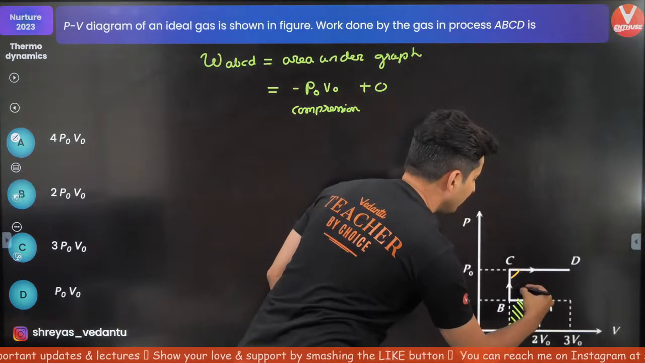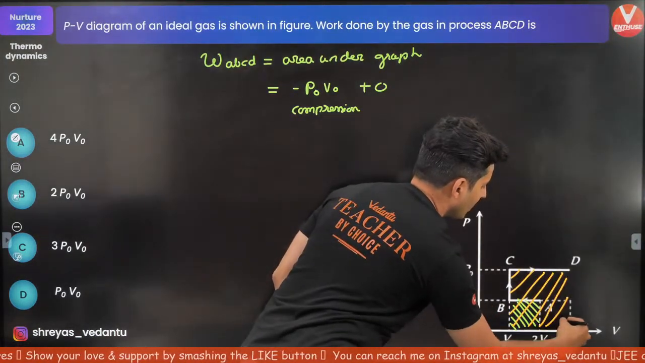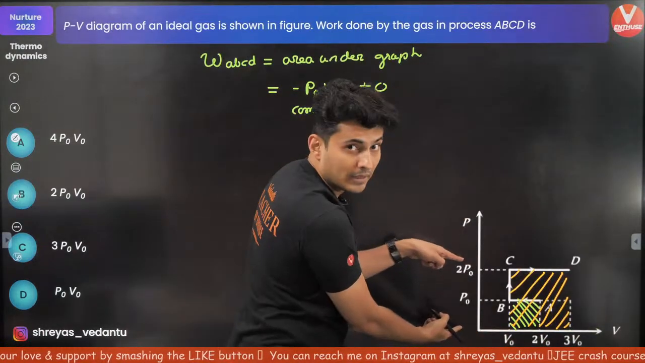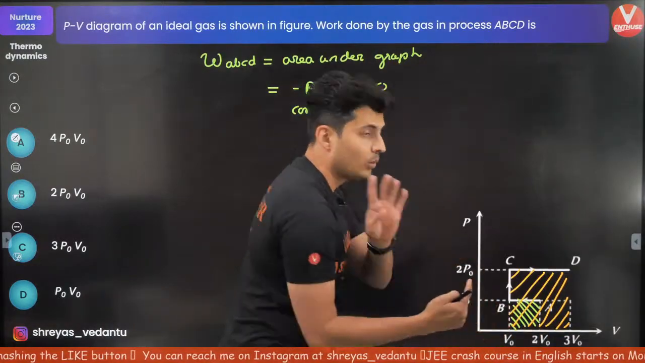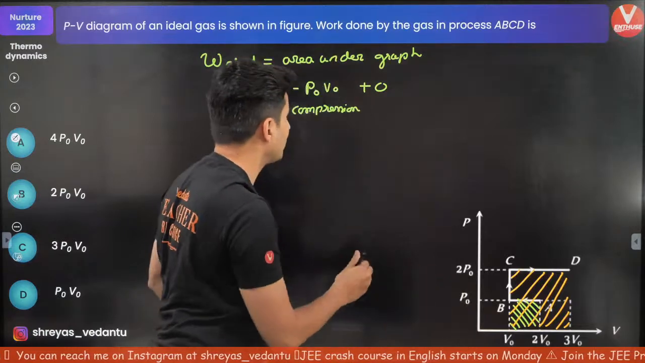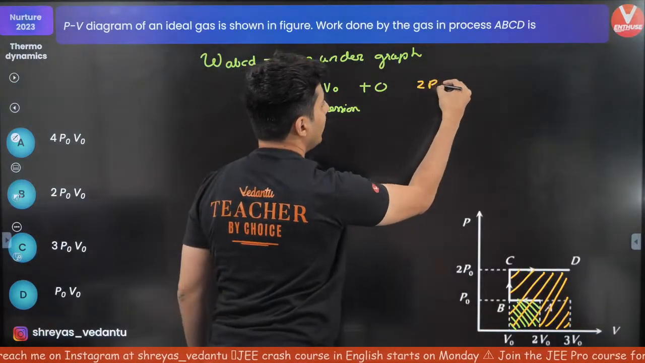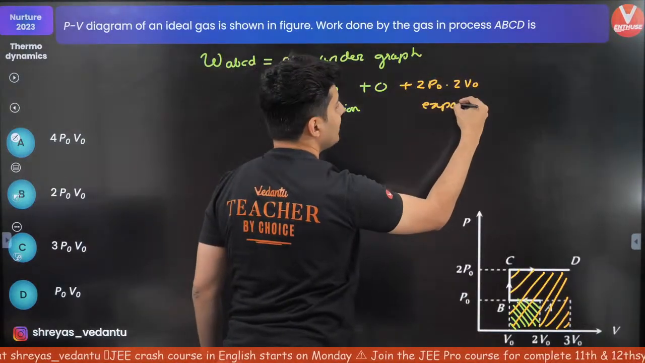So if you find this complete area, this entire area. Let's see how many of you can figure this out. Height is 2P0. Base is 3 minus 1, 2. 2 into 2, 4. 2V0 from here to here, 2P0. So it will be basically 2P0 into 2V0, and it is positive because it is expansion.